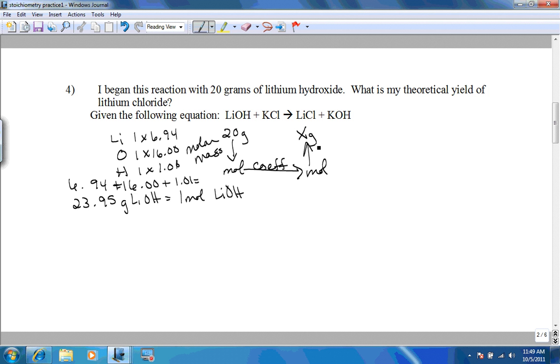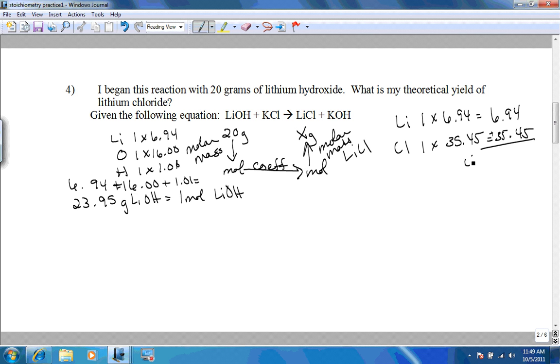It's asking about grams of lithium chloride. So therefore, we need to figure out the molar mass of lithium chloride. So we have lithium, we have chlorine. Lithium, we have 1 at 6.94. And we have 1 at 35.45. Add them together to get the molar mass, and that comes out to be 42.39. So that means 42.39 grams of lithium chloride is equal to 1 mole lithium chloride.